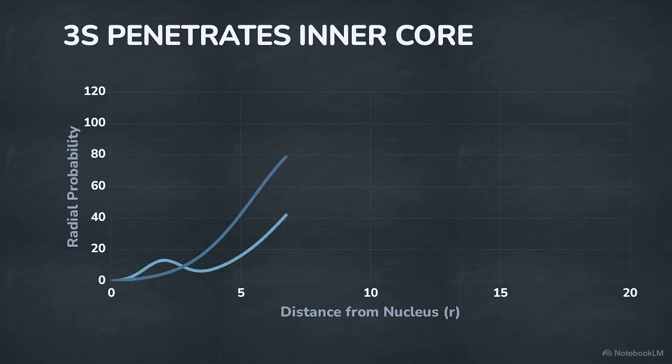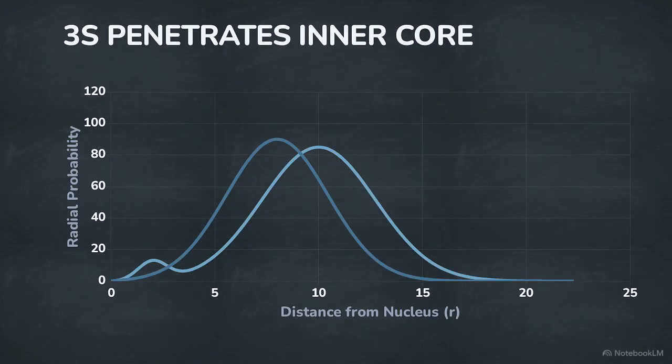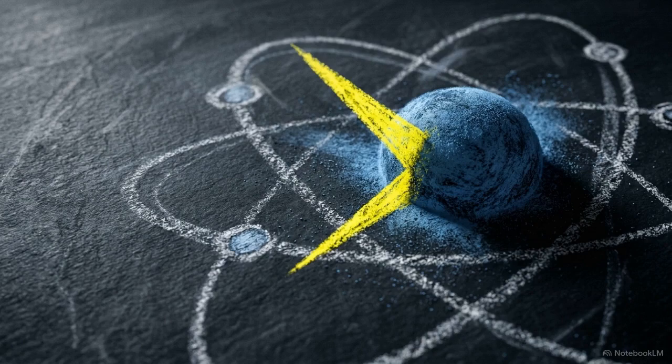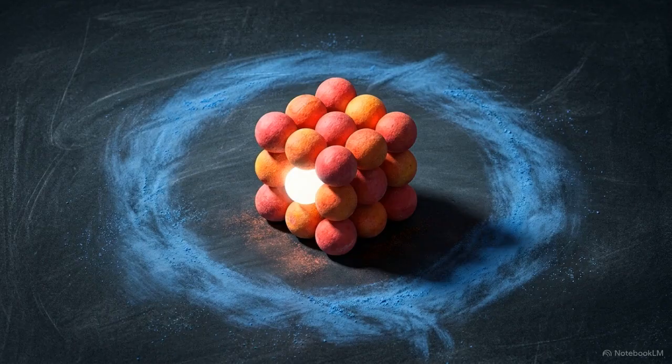On this graph, the 3d and 3p orbitals have their major peaks far to the right. These electrons are likely to be found well outside the inner core. Now look at the 3s orbital. While its main peak is further out, it has an inner antinode located extremely close to the nucleus. That inner peak represents the electron's physical presence inside the core, a non-zero probability of existing right at the nucleus. It physically pierces the inner shield.